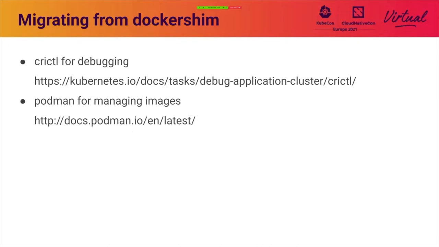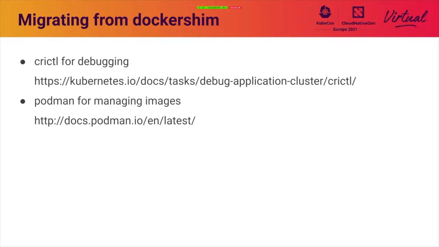We have alternatives for that. crictl is a debugging tool that can be used to interact with a CRI runtime directly. You can list pods, list containers, inspect them, and exec into them using crictl. You can check out the linked documentation for more details. We recommend using Podman for your local container development workflows, including building your container images, tagging, and pushing them to a registry.